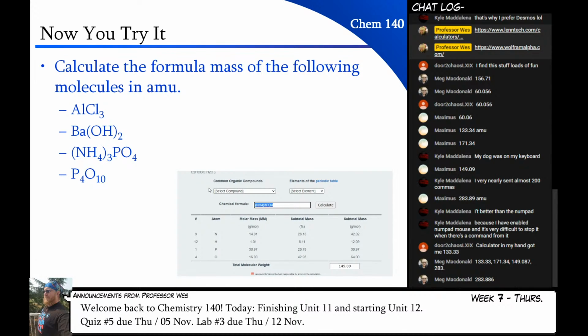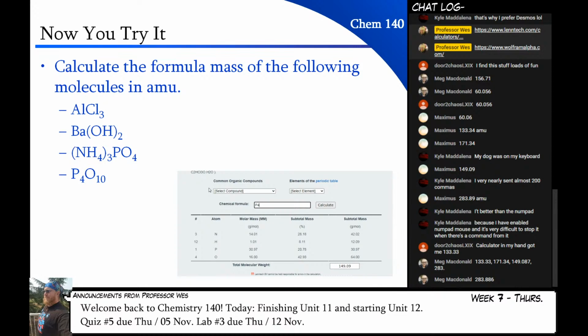And the reason I'm saying that is based on these numbers that I'm generating here. The numbers that Lentech might have programmed into its periodic table might round slightly differently due to either operator error when they programmed it, or maybe we've updated a periodic table since and they haven't updated theirs, or something like that. Ammonium phosphate, I got 149.09.